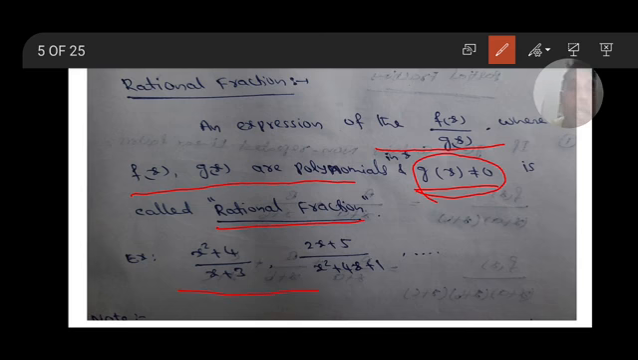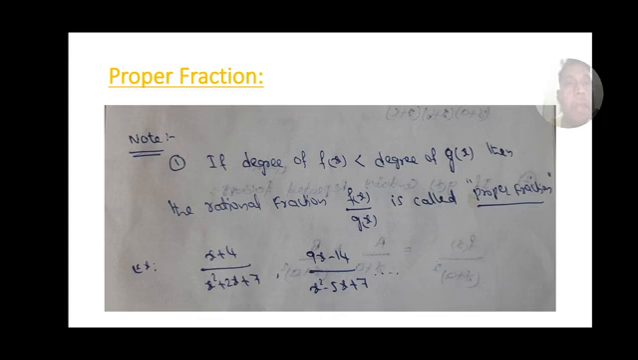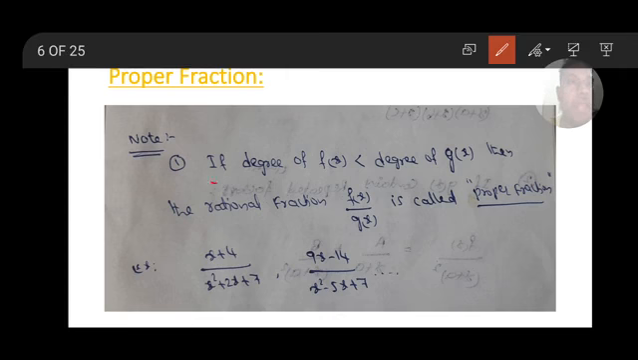For example, x square plus 4 by x plus 3 and 2x plus 5 by x square plus 4x plus 1. These are examples of rational fractions. And proper fraction. If the degree of f of x is less than the degree of g of x, then the rational fraction f of x by g of x is called a proper fraction.